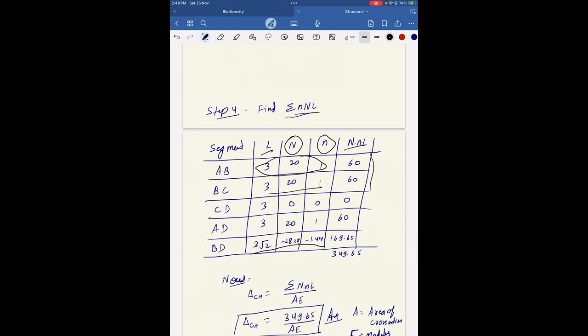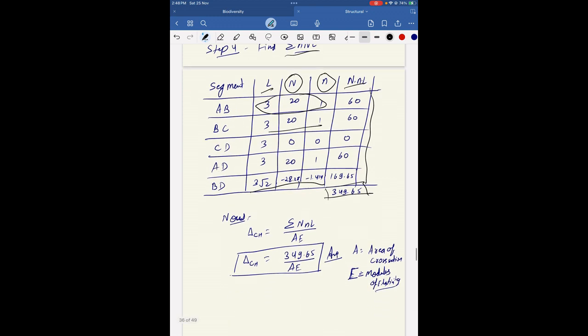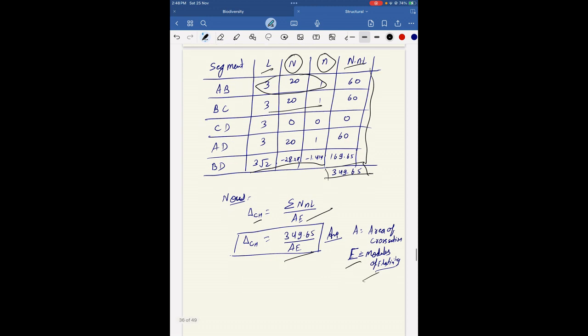The summation of nNL comes out to be 349.65, and according to the formula the horizontal displacement at C is the summation of NnL divided by AE. So this is the final answer. A is the area of cross section of each member, and E is the modulus of elasticity.